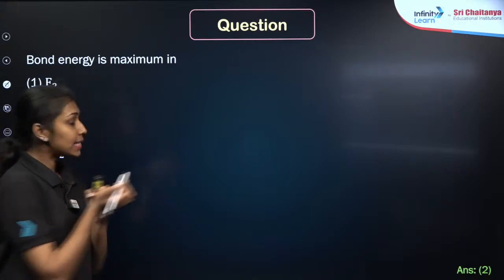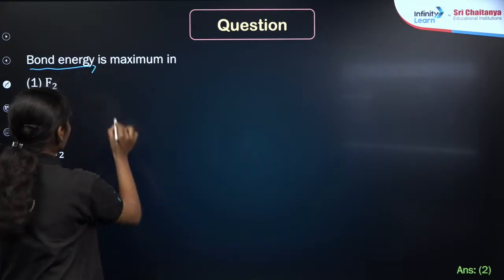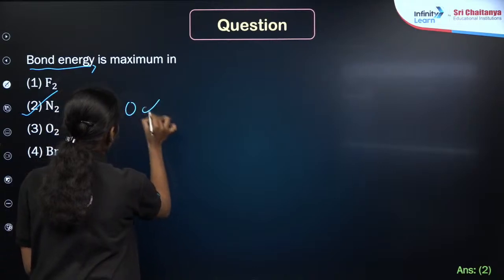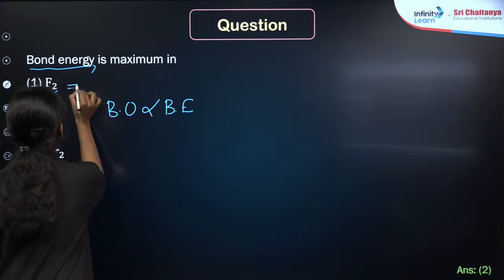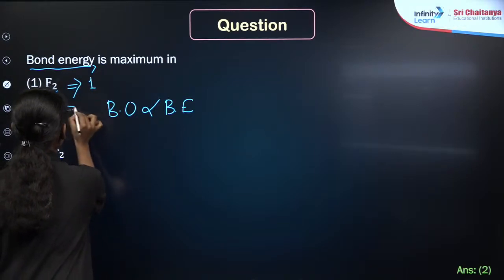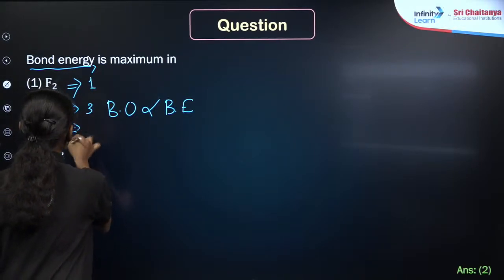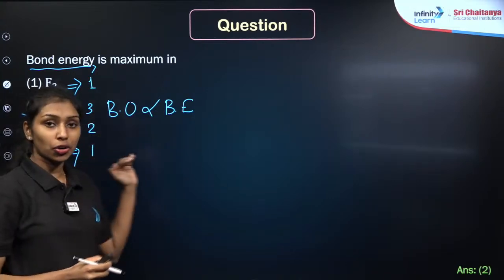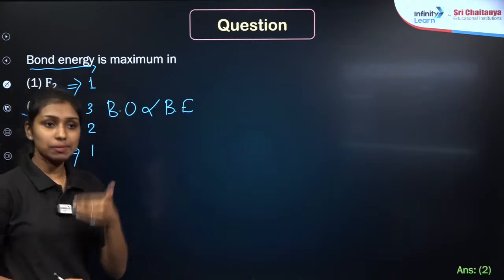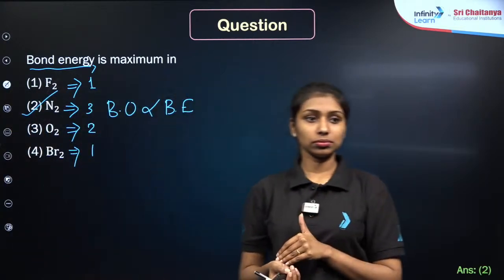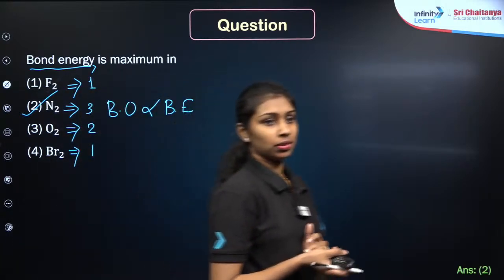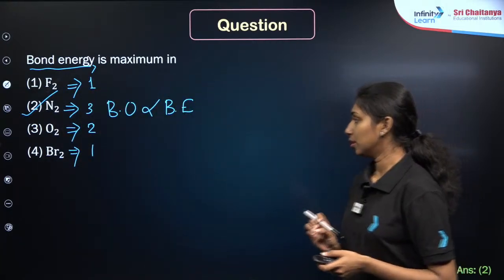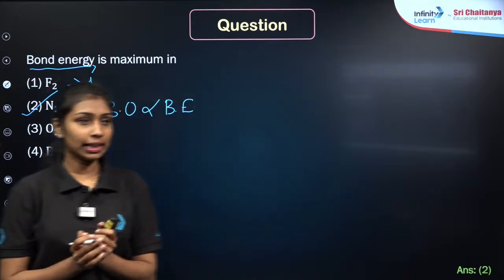In order to find the bond energy, you have to find out the bond order, right? Bond order is directly proportional to the bond energy. So you must calculate the bond orders here. You will get the bond order of fluorine equal to 1, nitrogen equal to 3, oxygen equal to 2, bromine again equal to 1, right? So which one has the maximum bond order? Nitrogen, so it has the maximum bond enthalpy. Okay, fine. Clear?